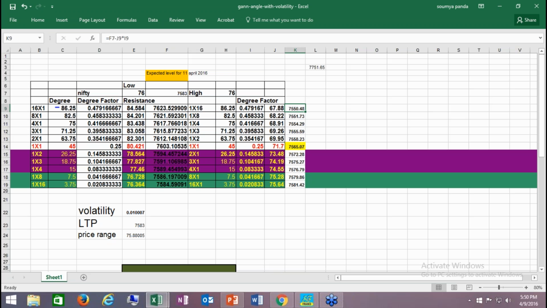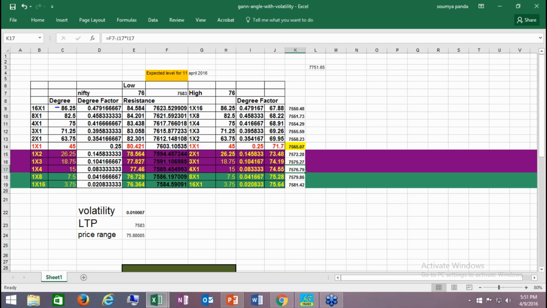W.D. Gann always mentioned that until the price moves above the third trend line, you should not rely on that trend. In our case, the third trend line on the upside is coming to 7589. The first trend line is 7584, the second is 7586, and the third trend line comes to 7589. Similarly, our third trend line on the downside is coming to 7579, rounded to 7577.